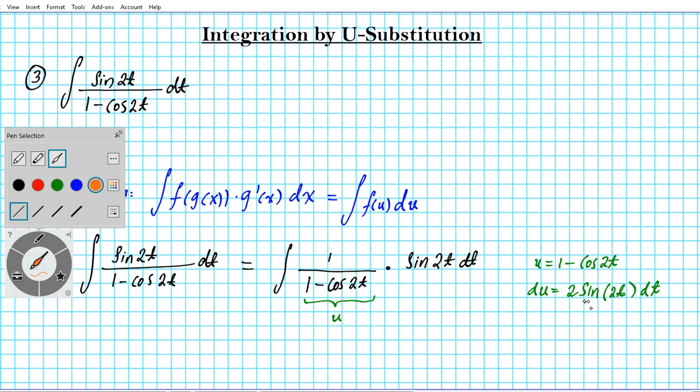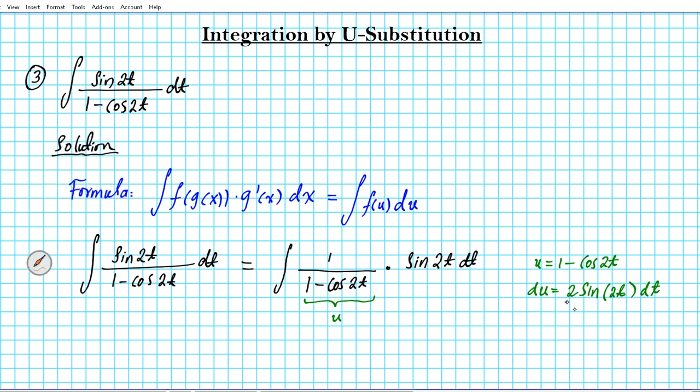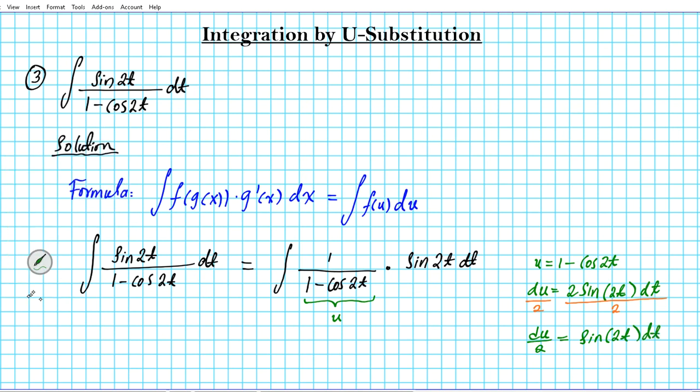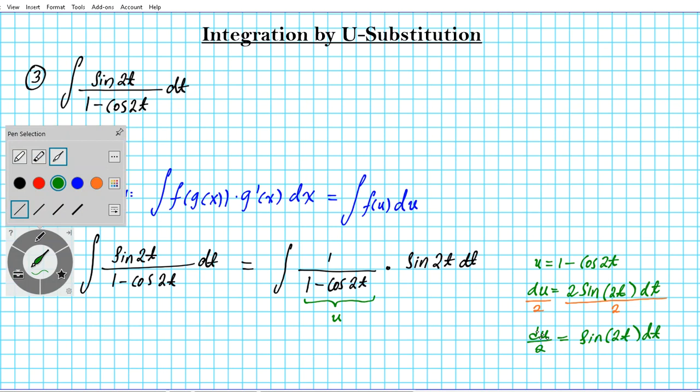Okay, so what are we going to do? We need to address this coefficient here, since the derivative of g doesn't have a coefficient. So what we're going to do is divide both sides by 2 to fix that problem. Divide by 2. So we now have du over 2 is equal to sine 2t dt. Ladies and gentlemen, we have a perfect match. Check this out. Sine 2t dt, this matches perfectly with what we have right here, sine 2t dt, and that tells us that this is du over 2.